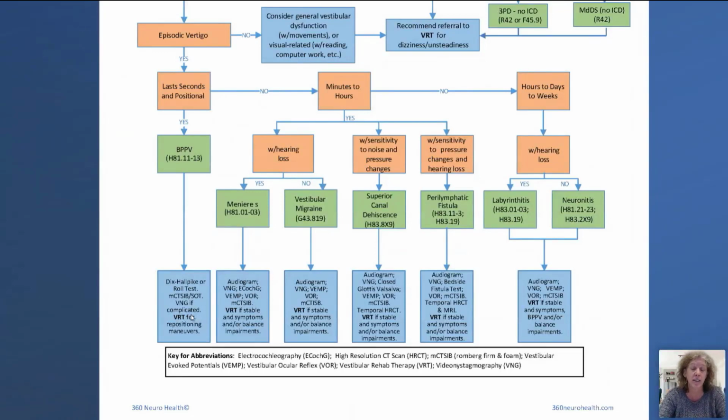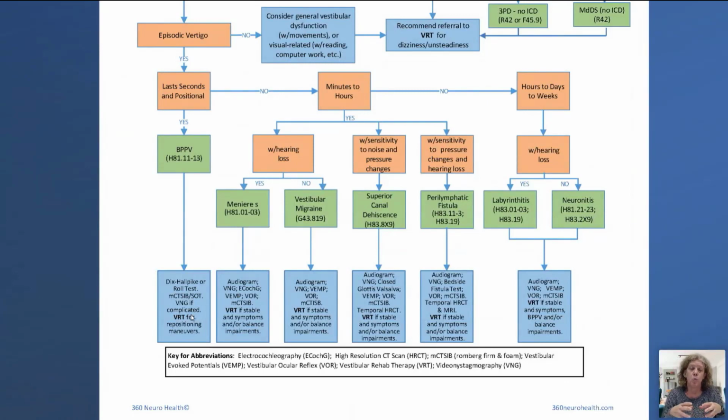But I like to encourage people to look at positional testing as well. We don't really think about a V&G if someone hasn't had it and they're coming to us with these signs and symptoms suggestive of BPPV.